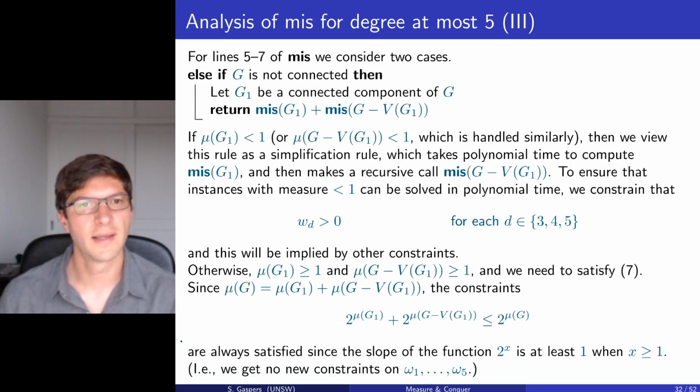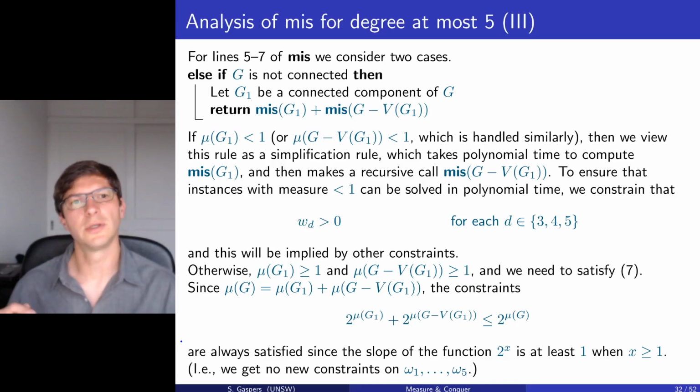The next few lines handle the case where G is not connected. And we do this in a very similar way as before. So before we said that if alpha times the number of vertices of G1 is less than 1, then we view this as a simplification rule. And so we want to do the same thing here. So if mu of G1 is less than 1, then we want to view this as a simplification rule. So what do we need to make sure? So we need to make sure that if mu of G1 is less than 1, then we can solve the instance in polynomial time.